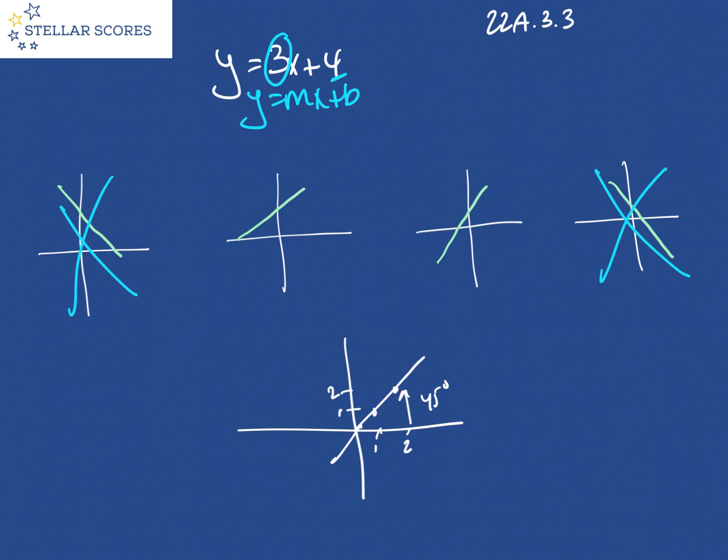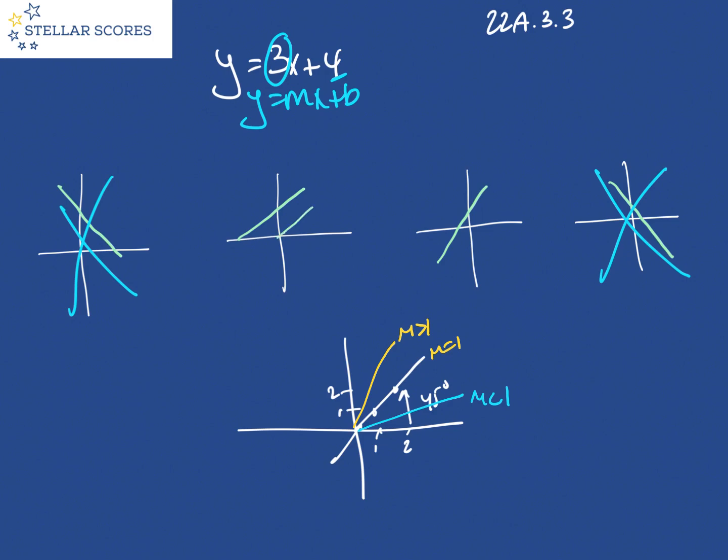Anything steeper, let me change my color here, anything steeper than this, so this is m equals 1, anything steeper than that, m is going to be greater than 1. Anything more shallow than that, m is going to be less than 1. So looking at our two choices here, I always have to mentally pick them up and put them down at the origin so I can easily see.